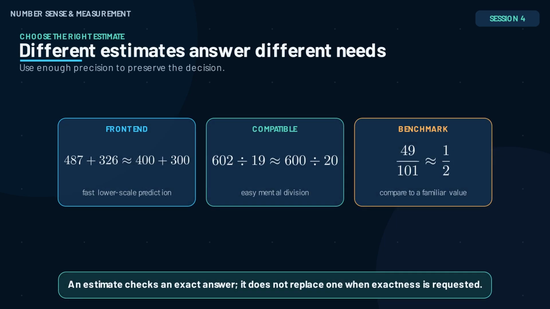Choose an estimate for its purpose. Front-end estimation is fast for sums. Compatible numbers simplify division. Benchmarks such as 1/2 help with fractions. Preserve the original scale and use enough precision to support the decision. When an exact answer is requested, the estimate remains a check, not a substitute.